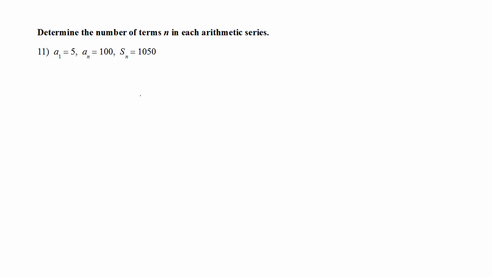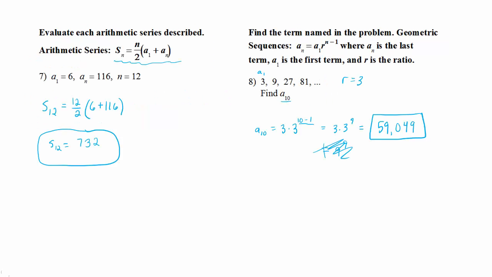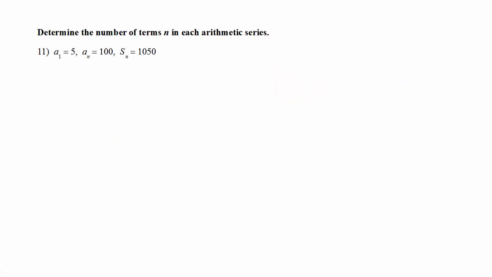Now, on this particular problem, 11, it says determine the number of terms in each arithmetic series. Now, there's no formula in these instructions, but if we look back to number 7, there is a formula here for arithmetic series. S of n equals n over 2, parentheses a1 plus an. Now let's look and see if this works. They gave us Sn, which is on the left. They gave us a1 and an, that's these things right here. What they want is n, so we will be able to solve for that. So we just need to plug everything in and solve.